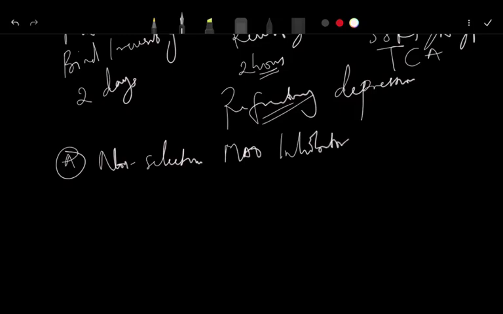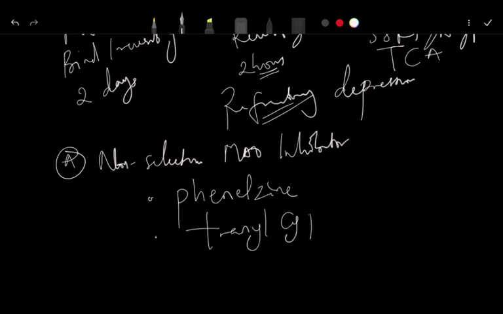Here we have your phenelzine. Then we also have your tranylcypromine. So these are the two medications under your non-selective MAO inhibitors: phenelzine, tranylcypromine. Are you there with me?